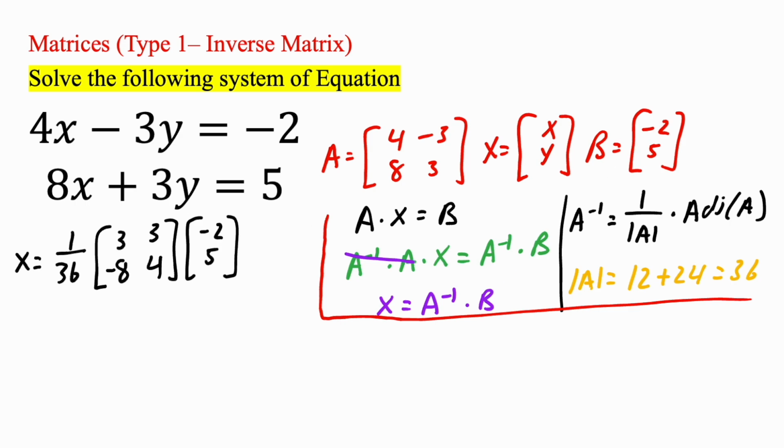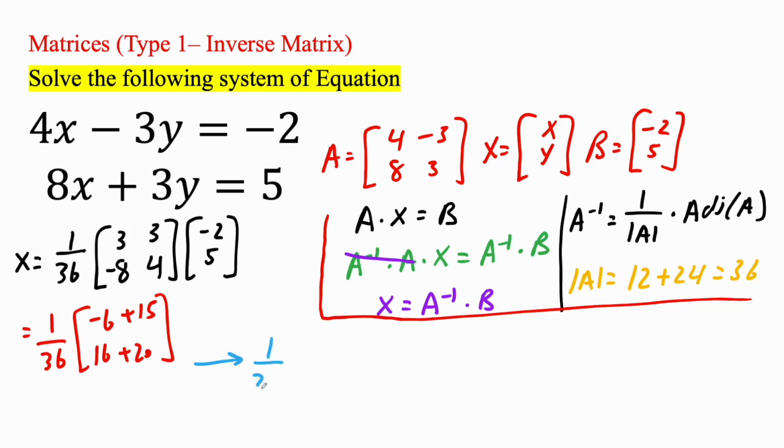And so now the big thing is matrix multiplication. So this is equal to 1 divided by 36. We take our 3, multiply by -2, we get -6. Take our 3, multiply by 5, we get 15. Take our -8, times it by -2, we get 16. Take our 4, times it by 5, get 20. So now let's clean it up.